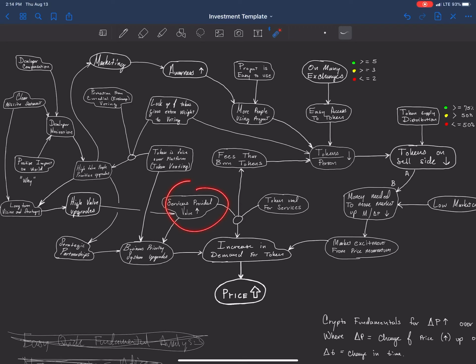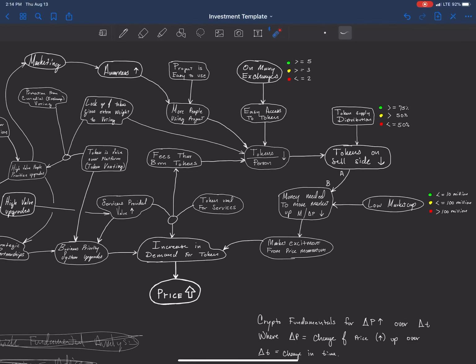You can see services provided, token is used for services. If there's fees for burning the tokens, that'll decrease the tokens available per person. And if this exists, then these two things will contribute to it, because if the services are used for the token, they'll contribute to the fee burning. Tokens going down per person contributes to tokens on the sell side going down, which means that the money needed to move the market goes down.